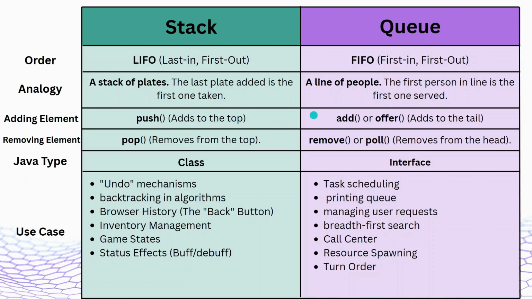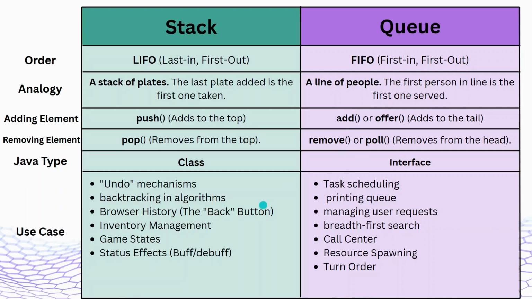And a queue, on the other hand, follows a FIFO principle, first in, first out. The analogy for this is to think of a line, and the first person to get in line is the first person to be served. You add to the back and remove from the front. As you can see, they have different methods to add and remove elements. Push and pop are well-known methods for stack. Queue has add or offer to add and remove or poll to remove.